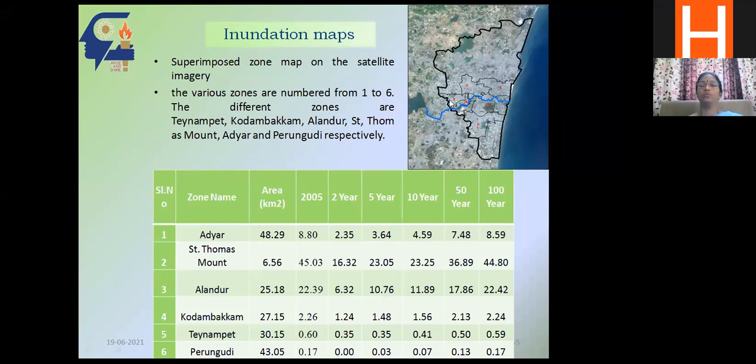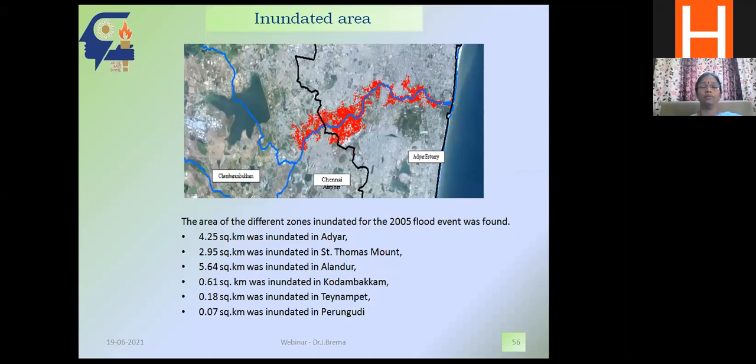So we have superimposed this inundation map on various zones of Chennai, and we were trying to calculate what was the area of inundation for various return periods. So if it is a 2-year return period, what will be the area of submergence in Adayar? Adayar is a particular zone in Chennai, so it goes on increasing. As your intensity increases, that is with a 100-year return period, the area of submergence also increases. So these red spots show the inundated area in various zones.